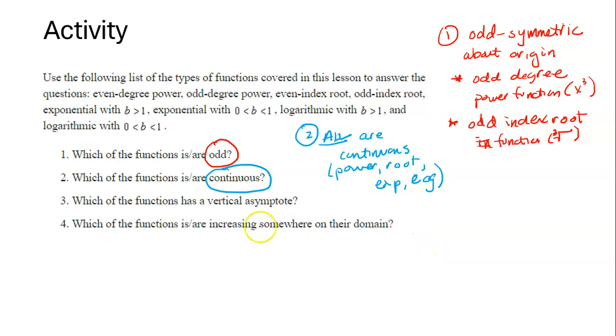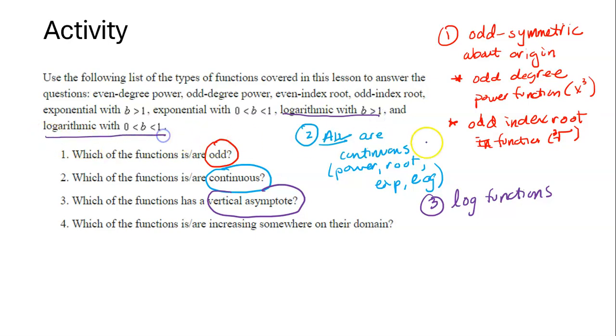And then, let's see, vertical asymptote. Which functions have a vertical asymptote? So that's 3. The log functions, both of the types of log functions, the logarithmic with b greater than 1 and logarithmic between 0 and 1, have a vertical asymptote at x equals 0. And you can look back at the graphs and see that. And then the last one here has a lot of writing, unfortunately.